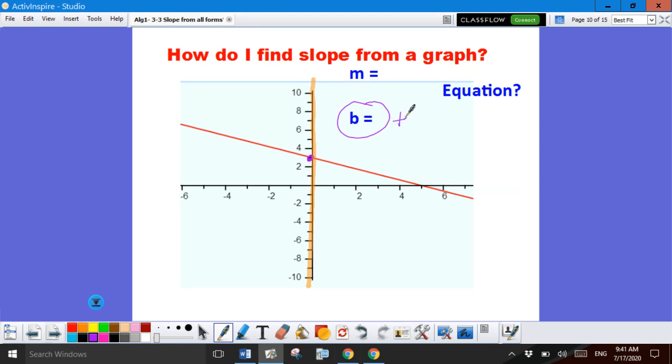That is going to be a positive 3. And when I'm finding slope, I need 2 points, 2 perfect points, which means I need to find them where they're at the crosshair. So the other perfect point would be here, okay? And here's my triangle.